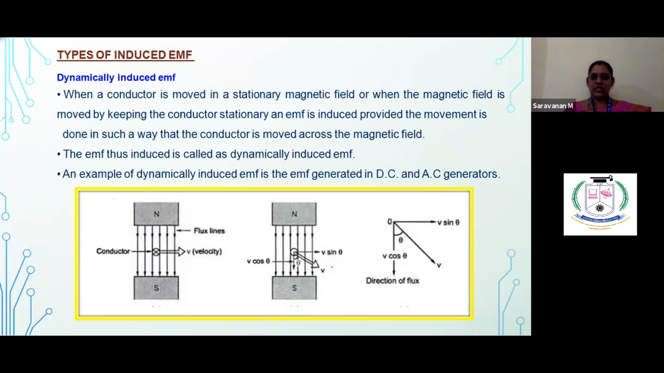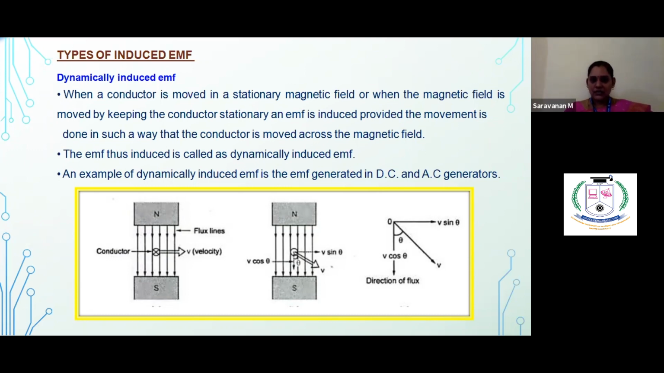Next we are going to study the types of induced EMF. We have two types: one is dynamically induced EMF and the other is statically induced EMF. Dynamic means in motion. So dynamically induced EMF is the EMF obtained when the magnetic field or a conductor is in motion.